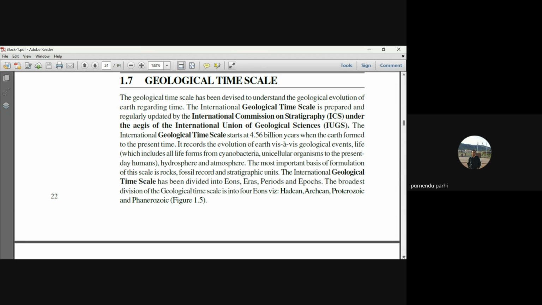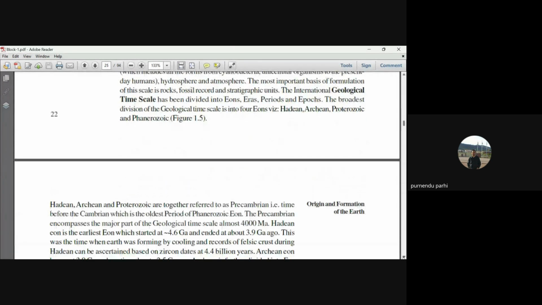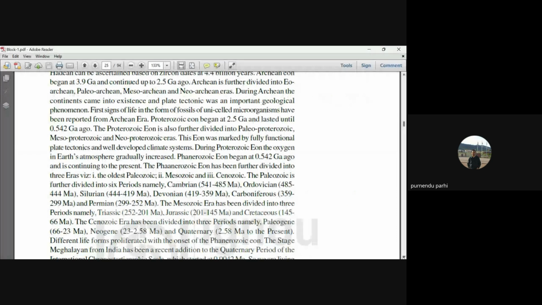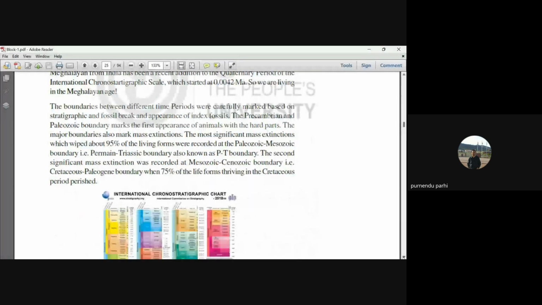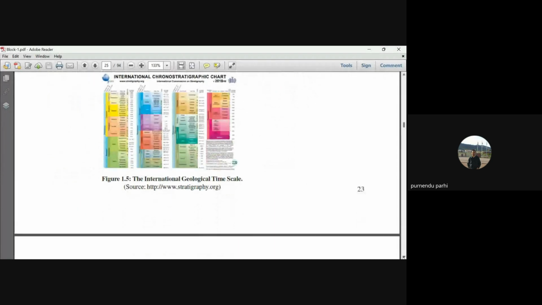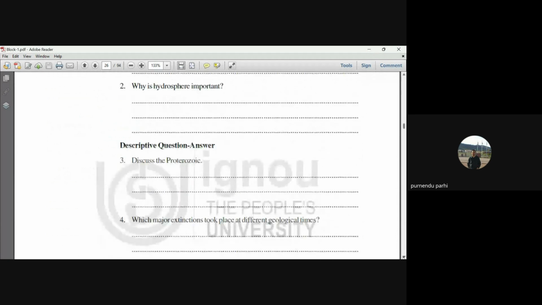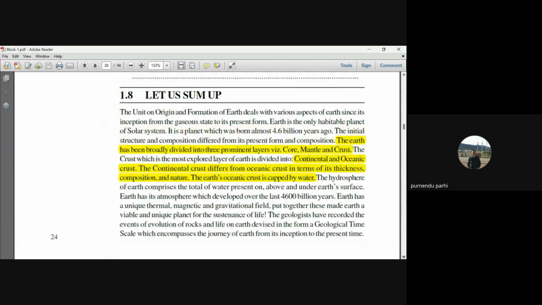The broadest division of the geological time scale is into the four eons, that is the Hadean, Archean, Proterozoic, and Phanerozoic. So these are some of the time divisions of the time scale. So this is unit one.